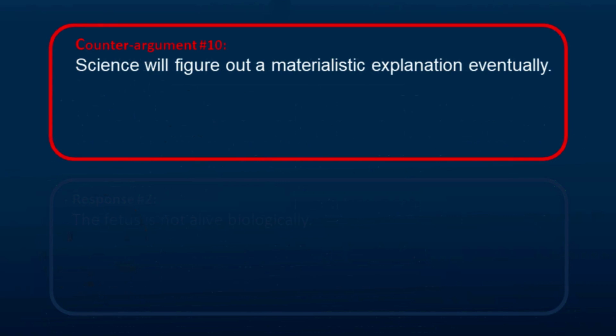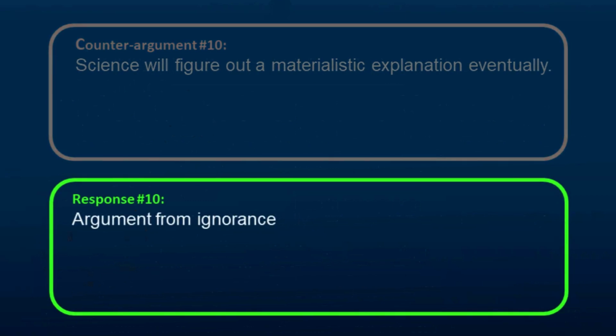Another counterargument is that natural science will figure out a materialistic explanation eventually in the future. This is an argument from ignorance, which is fallacious reasoning. If someone is going to claim that the God hypothesis has a lower epistemic probability right now, then it must be relative to something else. You need something to compare it with, or else the God hypothesis has to be selected as it is the only one available at this point in time.